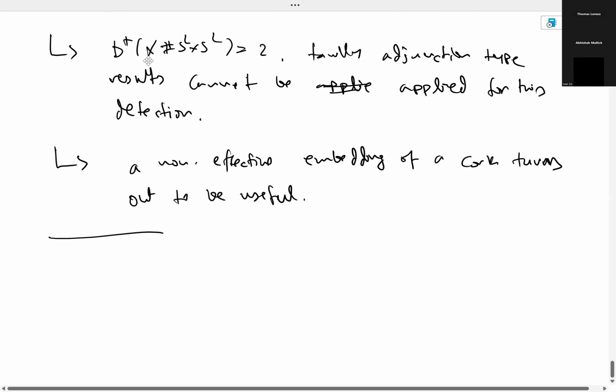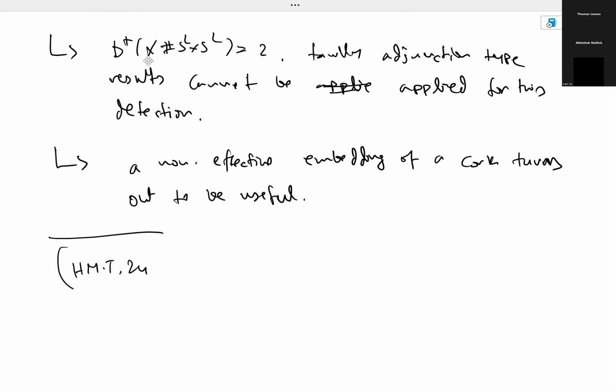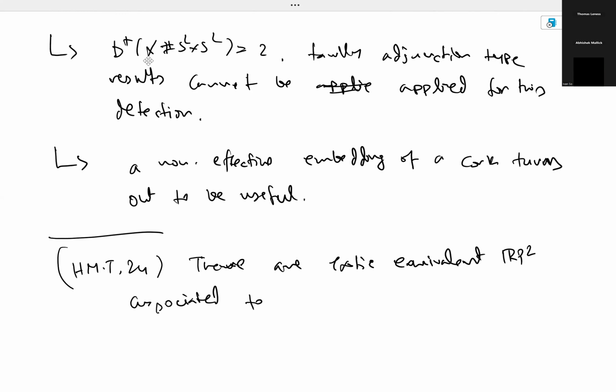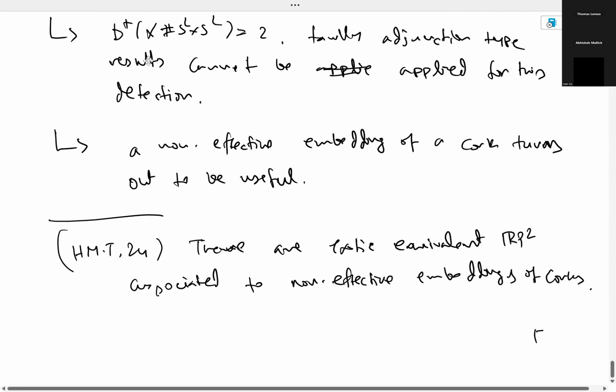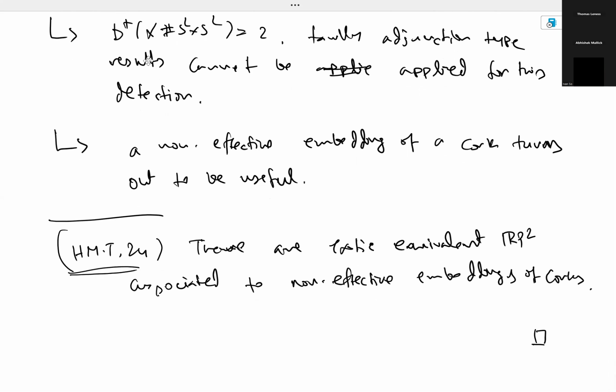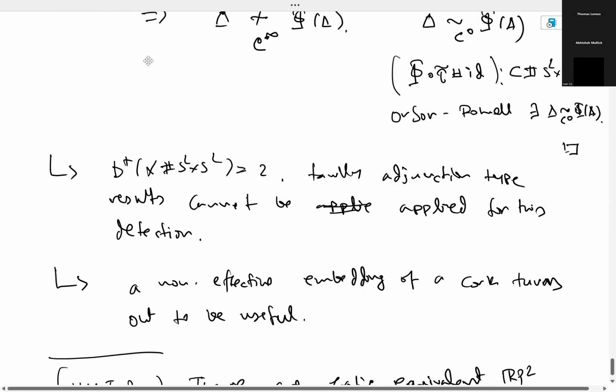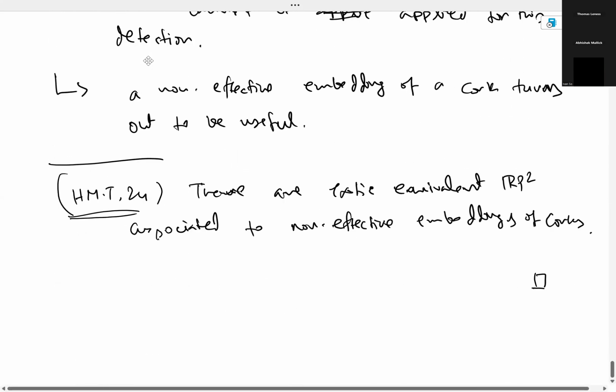Okay, so let me end by mentioning one more result from the same paper, which is that there are exotic equivalent RP2 associated to non-effective embeddings of corks. This is proved using a completely different tool that comes from real Seiberg-Witten theory. This is not the exotic commutator detection that I talked about earlier. And okay, I'll stop here. Thank you.